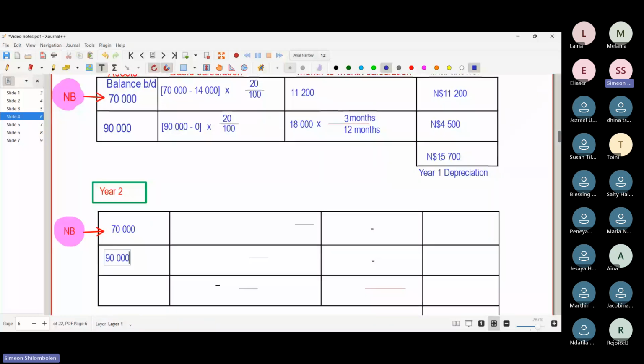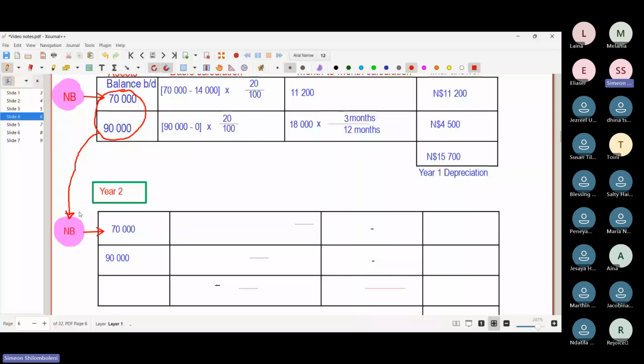This NB, it means the same things that you had before should be the first assets that you bring here. Before you even look at your transactions, those same assets that were there, you bring them down. The only time you don't bring it down, it's only if they say this one was sold maybe last year. Then it means it did not come to year two. So that's why here we started with the 70 and also the 90.